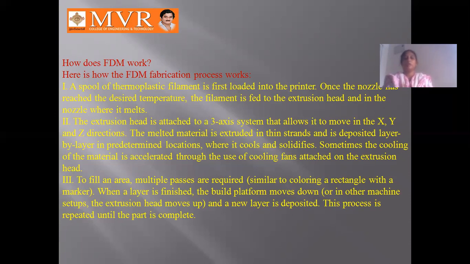When a layer is finished, the build platform moves down, or in other machine setups, the extrusion head moves up, and a new layer is deposited. This process is repeated until the part is completed. To fill an area, multiple passes are required. When the layer is finished, the build platform moves down and a new layer is deposited. This process is repeated until the part is completed.